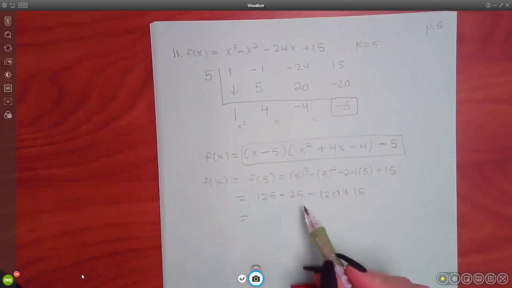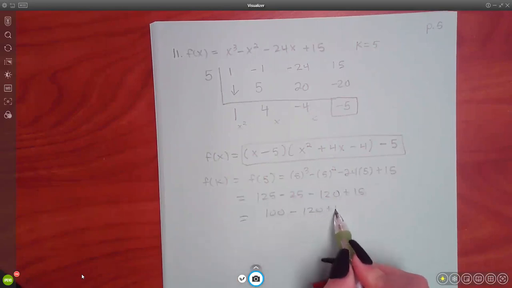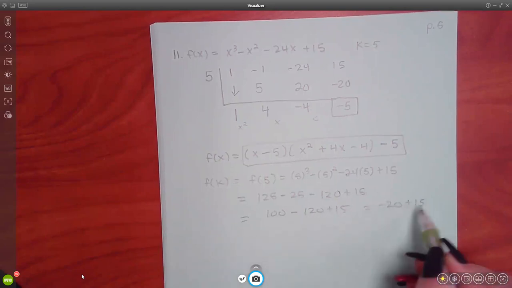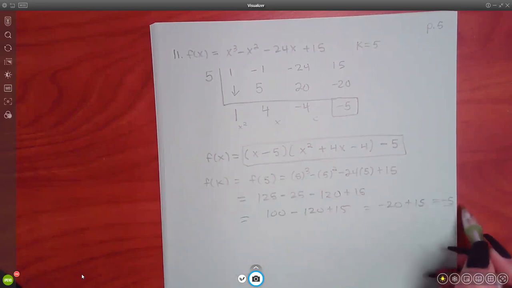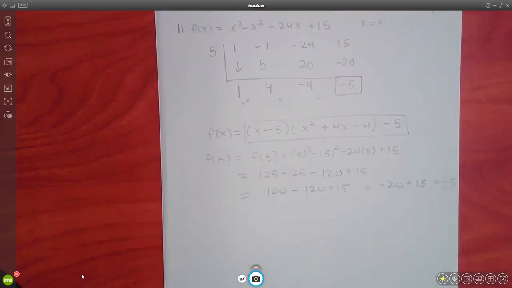So I know from these two, I'm gonna get 100. And then from those two, I'm gonna get negative 20. And then from these two, I do get negative 5, don't I? Right? So you're just verifying that it does come out the same.